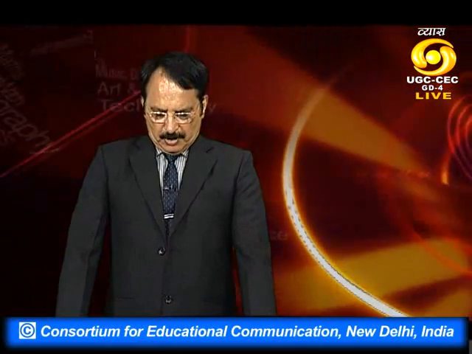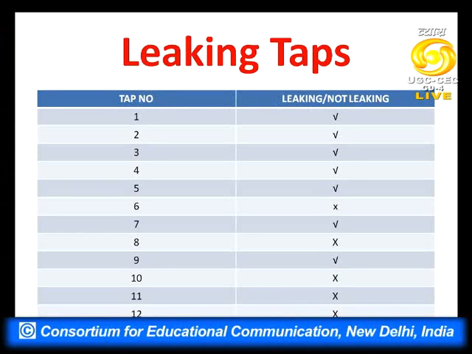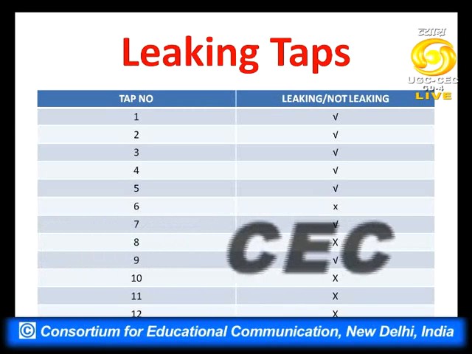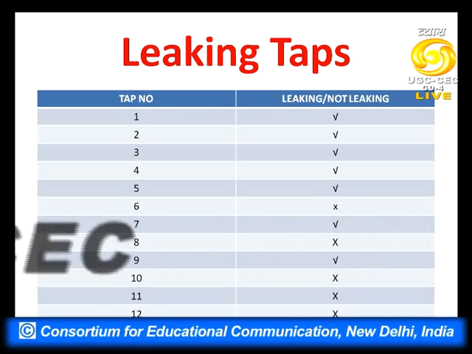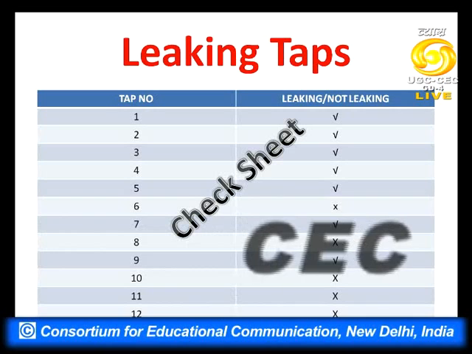And going back to the leaking tap problems, this is the check sheet for leaking tap problems. I have shown 13 such taps, and they are numbered 1, 2, 3 and up to 14. And on the other column, tick and cross is written. Tick means there is no leakage, cross means it is leakage. And this is a check sheet.